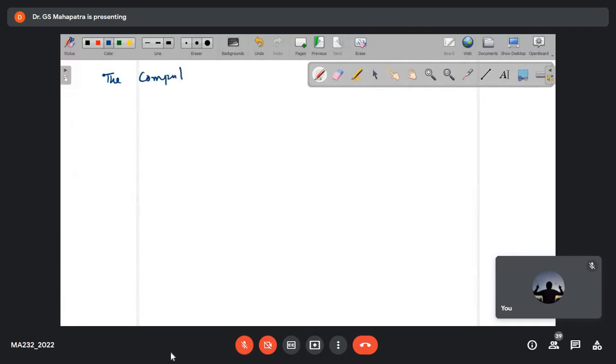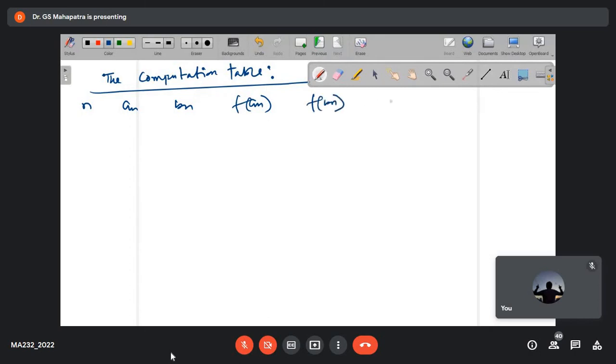So you have to write the computational table of the scheme. Write down An, Bn, f of An. Till now I have not written negative or positive; we will check and then write. Then f of Bn, Hn, and Xn plus 1, that is Xn plus Hn. I will write f of Xn plus 1.